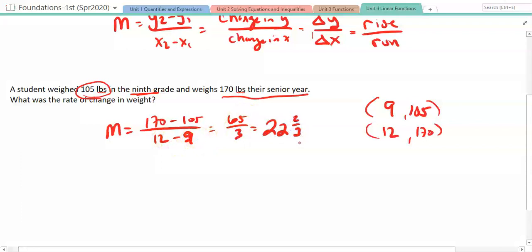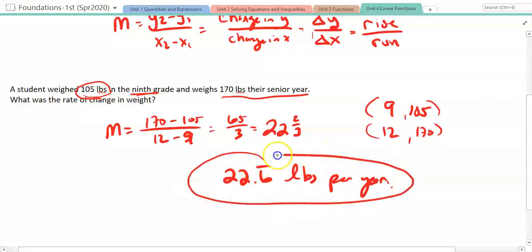Again, a pretty significant rate of change of the weight. Now, does that mean that every year she gained 22 and 2/3 pounds? 22.6 repeating pounds per year, right? Because again, we're looking at a weight from ninth grade and a weight from senior year. And so that is the average rate of change of this person's weight. It's not a hard problem to look at. It's just a matter of pulling out the two ordered pairs and then labeling x1, y1 and x2, y2.